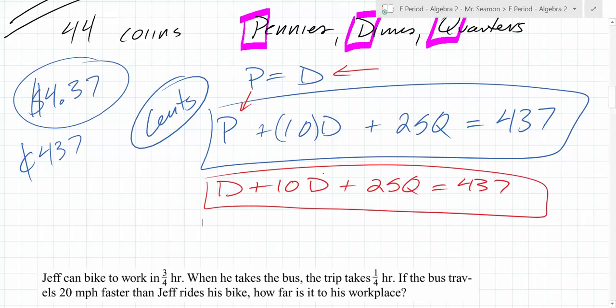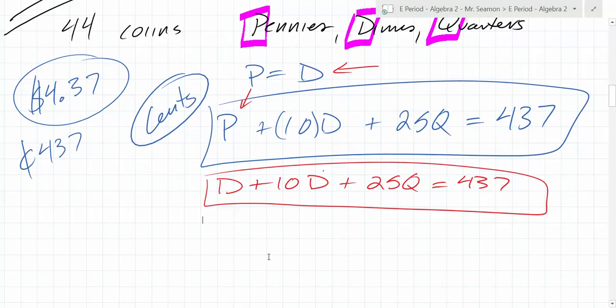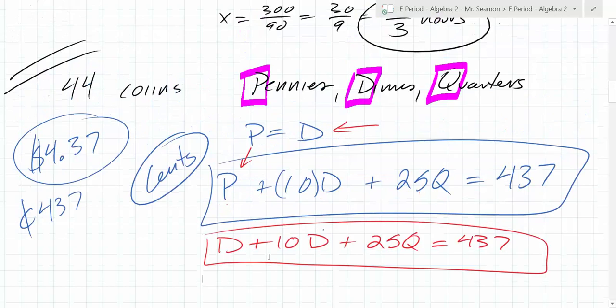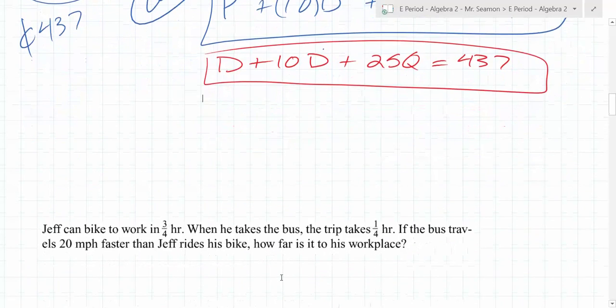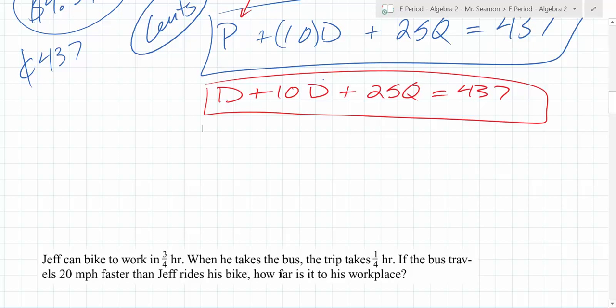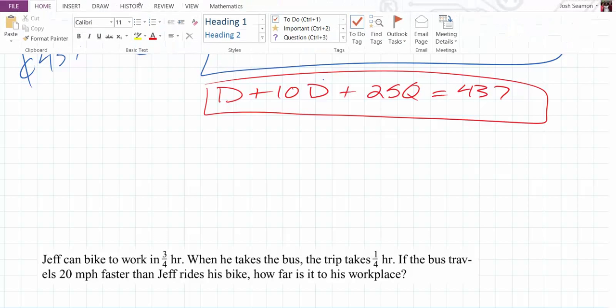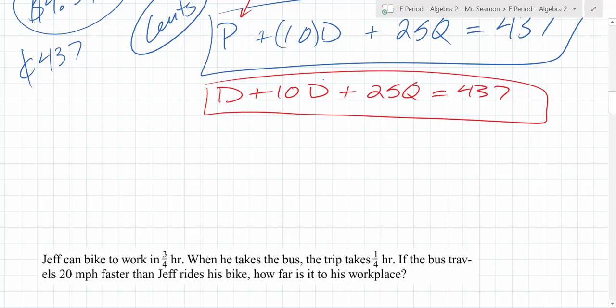2. Are we getting closer to having one variable? Yeah. What's the one piece of information we haven't used yet? 44 coins. There are 44 coins. P is the number of pennies, D is the number of dimes, Q is the number of quarters. Hold on. All we made is D is equal to P, correct? To get to this step, correct. So if we know we have 44 coins and we have P pennies, D dimes, and Q quarters, what equation can we form? 44 is equal to what?